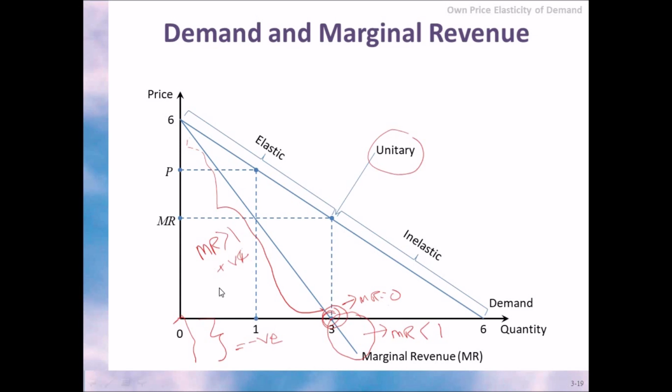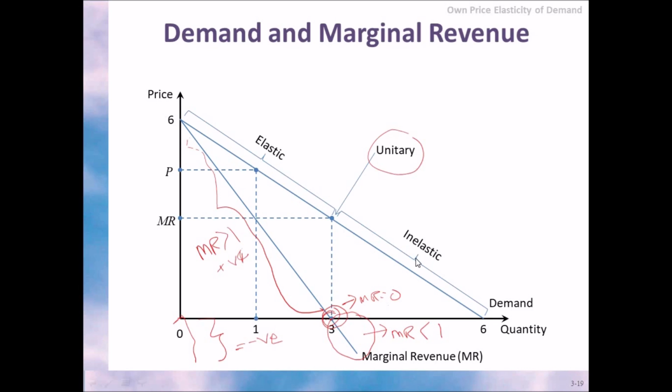So if the MR value is positive, then the demand is elastic. If the MR value is equal to 0, then the demand is unitary elastic. And if the MR value is negative, the demand is inelastic.